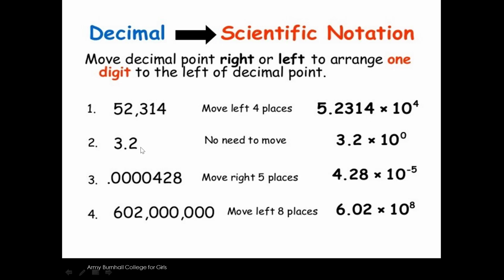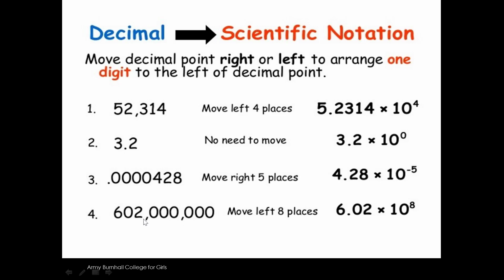If we are having 3.2, then there is no need to move, and we will write it as 3.2 into 10 raised to power 0. If we are having the number 0.0000428, then we have to move the decimal right 5 places to make one non-zero digit before the decimal point. So this number will become 4.28 into 10 raised to power minus 5. Minus 5 means that we have to move the decimal 5 places to the left to get this number again.